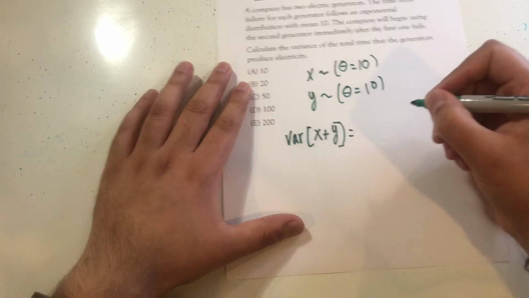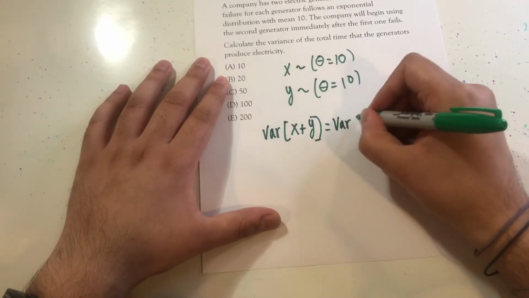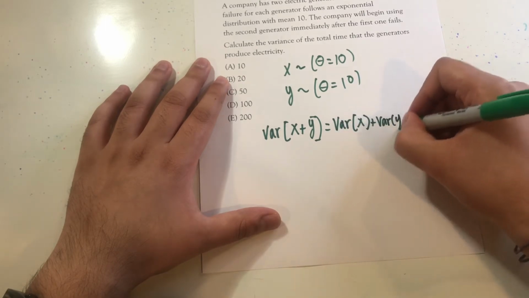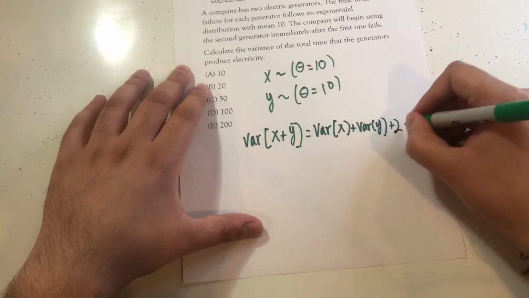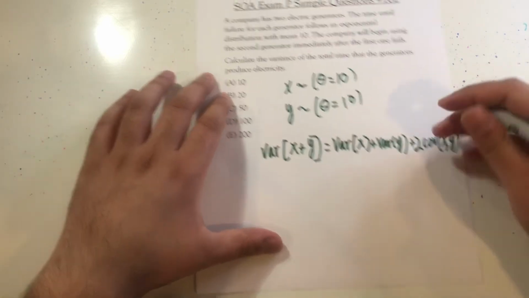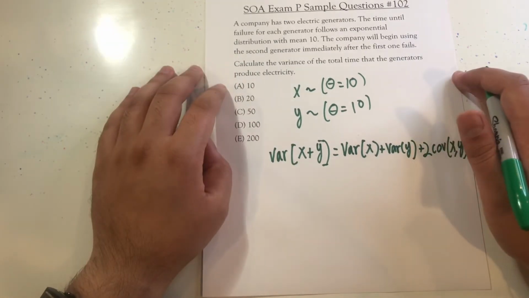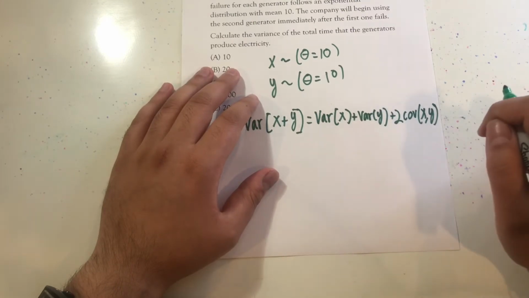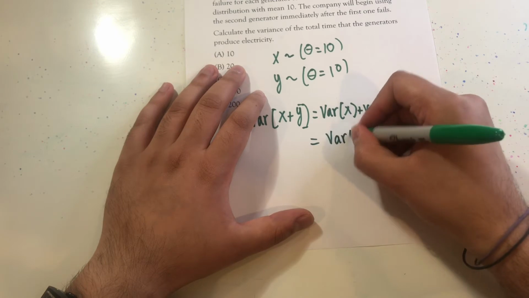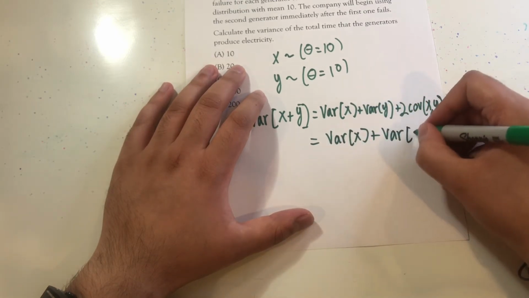Now, this is a formula you should be familiar with. This should be equal to the variance of X plus variance of Y plus 2 times the covariance of X and Y. Now here's the thing. We can assume that these generators function independently from each other, meaning their covariance is 0. So because they're independent, their covariance is 0, we are looking for the variance of X plus the variance of Y.